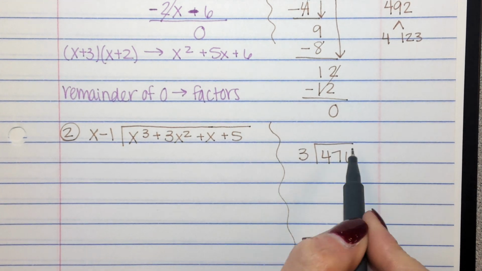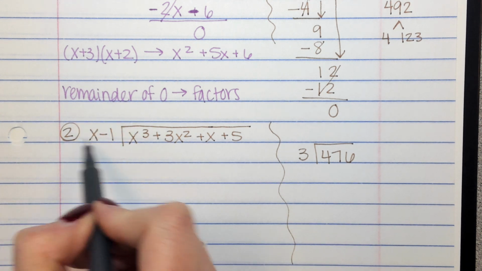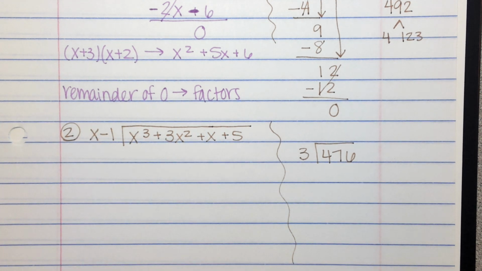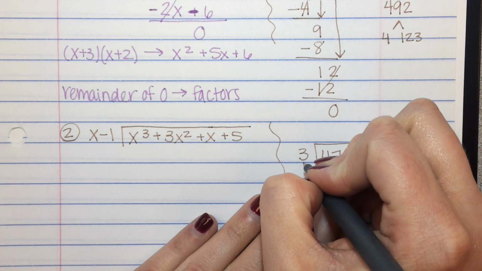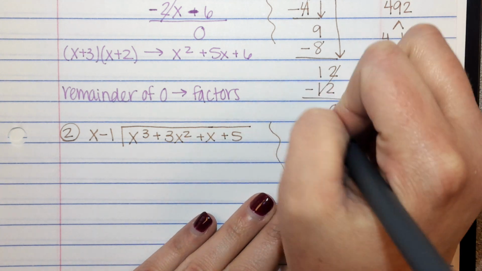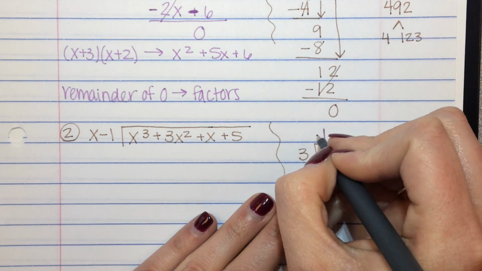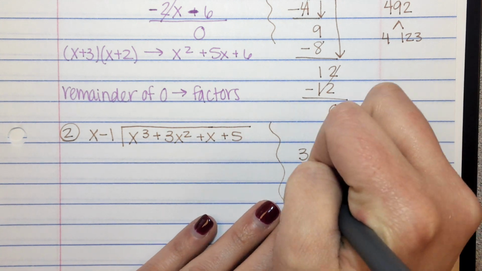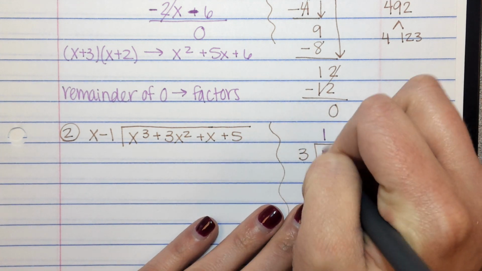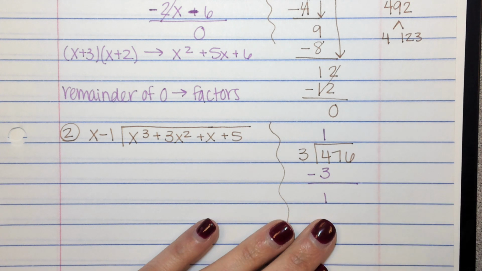Remember, you set it up this way. What you're dividing by goes on the outside, and that larger quantity goes on the inside. How many times does 3 go into 4? 1. 1 times 3 is 3. Change the sign, combine. 4 minus 3 is 1.